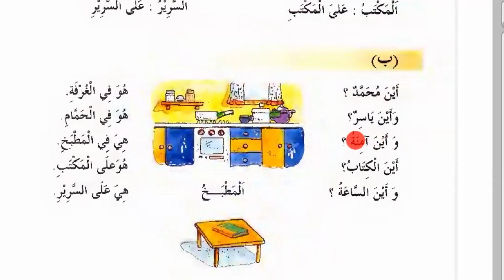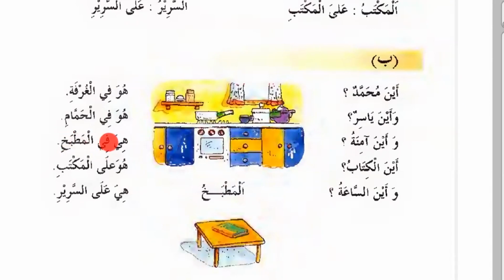So aina Aminatu? And where is Amina? Here. So this is what we call damir. You see it: huwa, he; hiya, she. So these are the damir, the pronouns. So hiya fil matbakhi. She is in the kitchen. So this is the matbakh, which is called the kitchen. I hope that is clear.